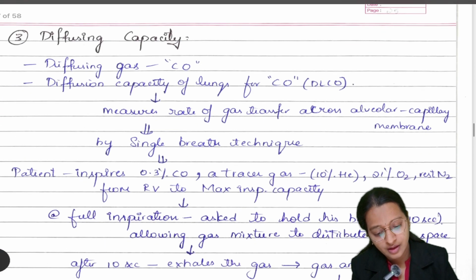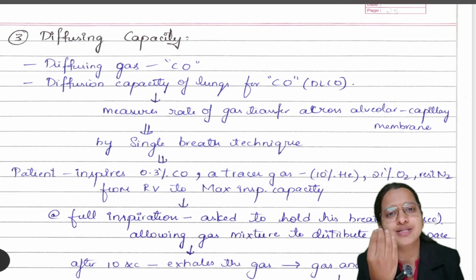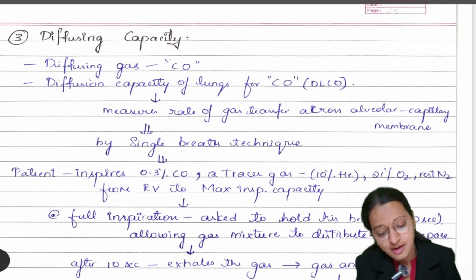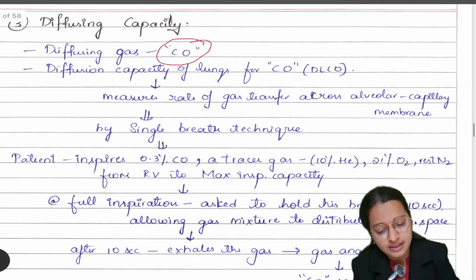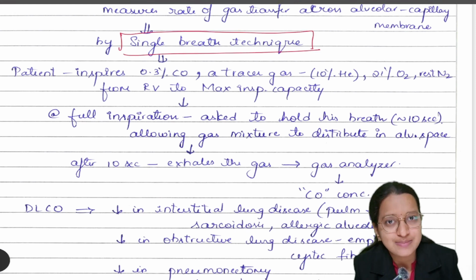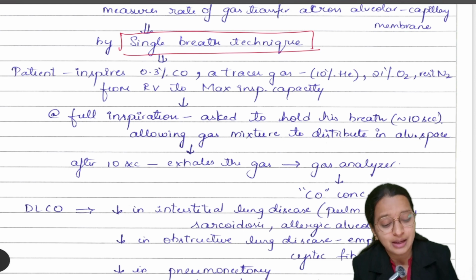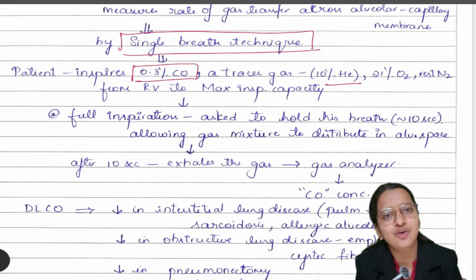The third one is diffusion capacity. So what basically we have to do is send one gas inside and see the diffusion. So we'll be using carbon monoxide. The technique which we use is the single breath technique. Here the patient inspires a gas which contains carbon monoxide of 0.3% and a tracer gas, for example helium, and the rest would be normal, like oxygen 21% and nitrogen.